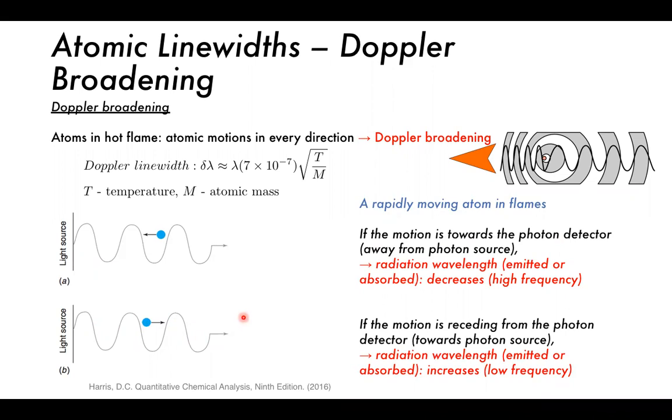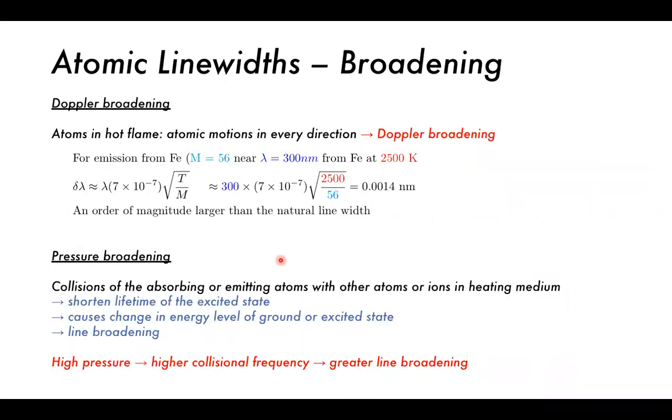And so this is high frequency. If the motion is receding from the photon detector and towards the photon source, so in this case, it's moving towards the light source and away from where the detector would be, then the radiation wavelength emitted or absorbed increases. And this means that we have a lower frequency, which is observed. So depending on that, Doppler broadening tries to take into account both instances. So heavier atoms tend to have less Doppler broadening than lighter atoms.